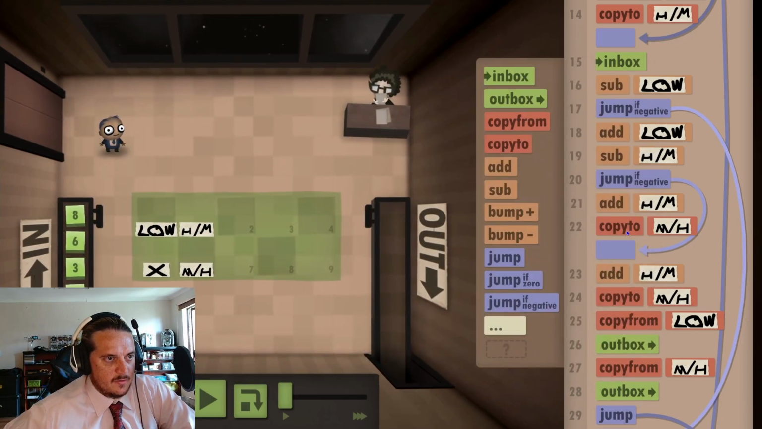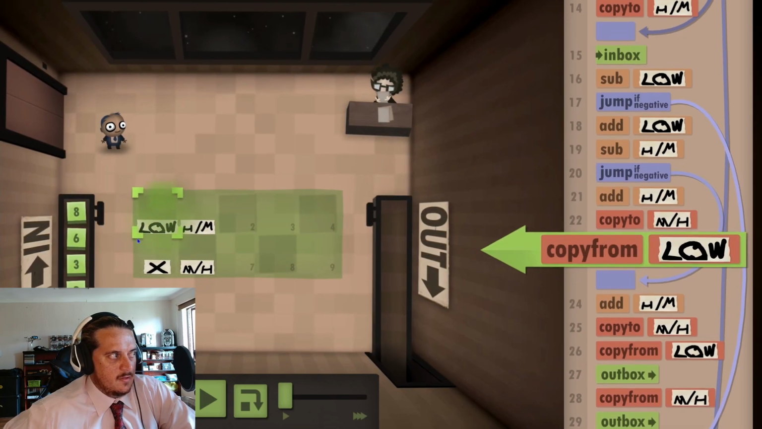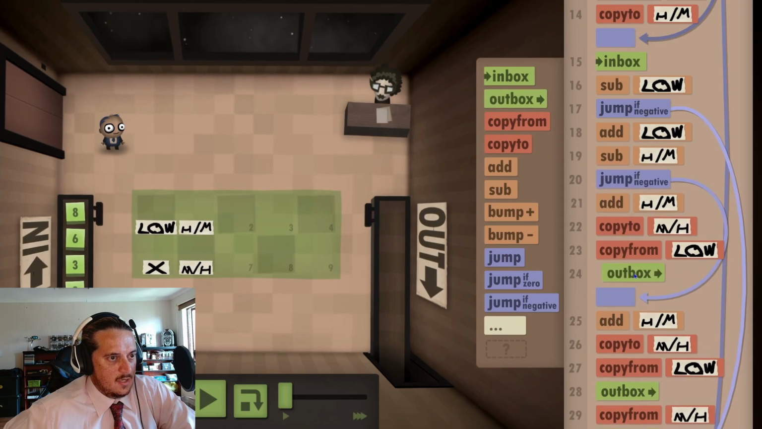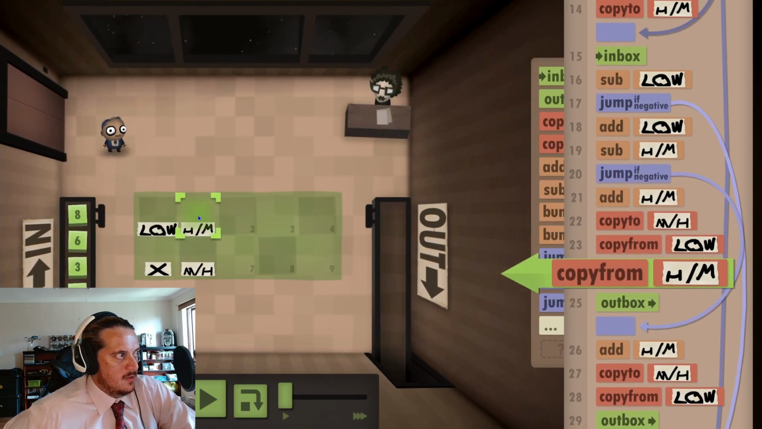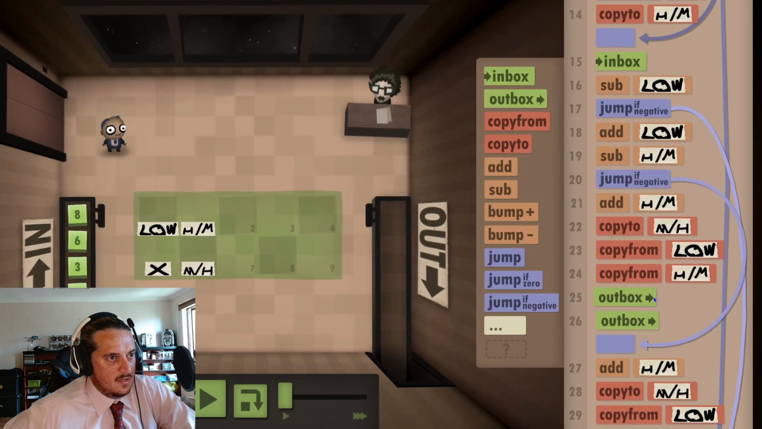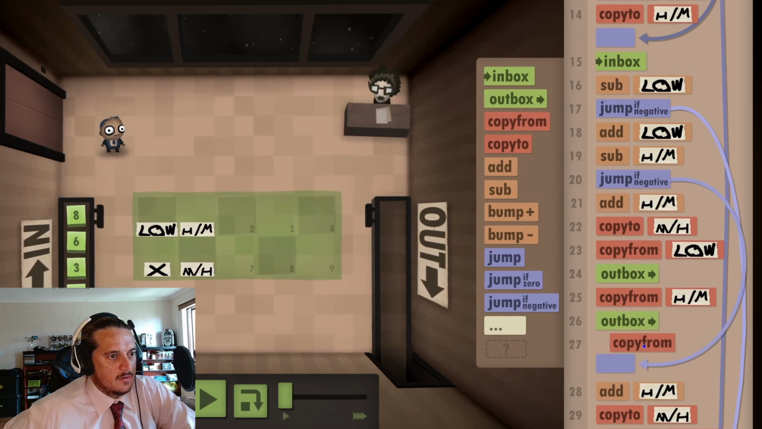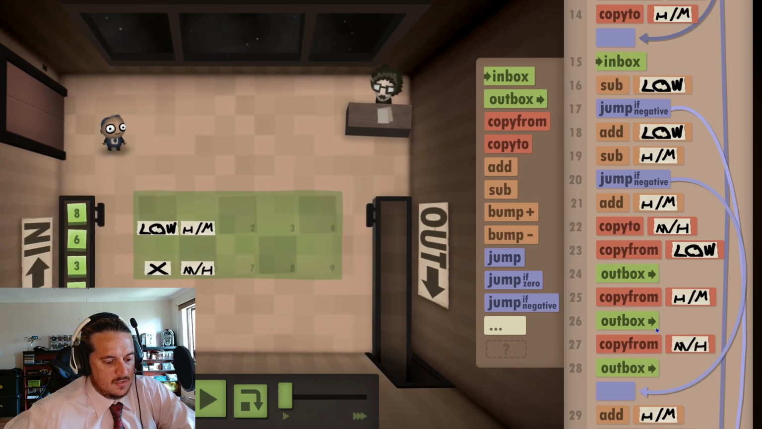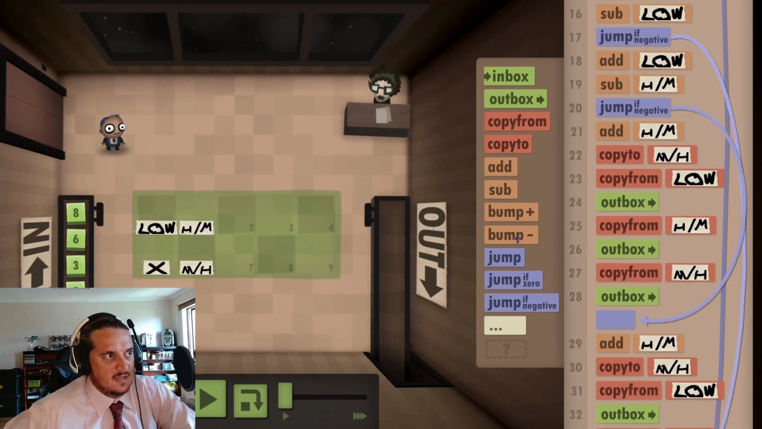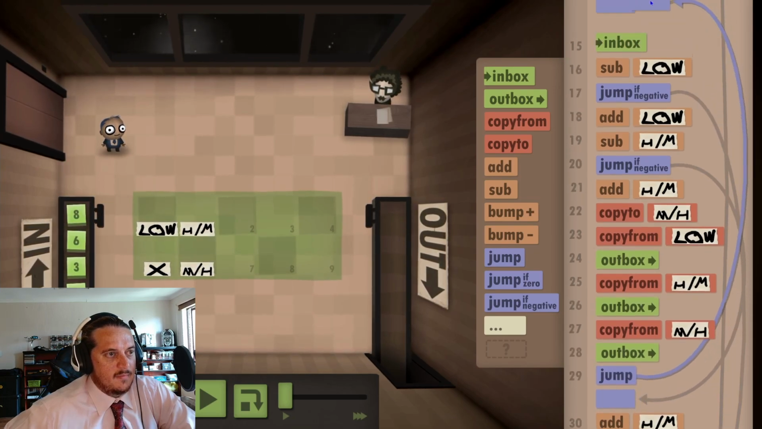Right, so then you're going to copy to mid-high. You're going to copy from low, outbox. You're going to copy from mid, outbox. And then the last thing, you're going to copy from that one, outbox. Then you're going to do it down, back to start.